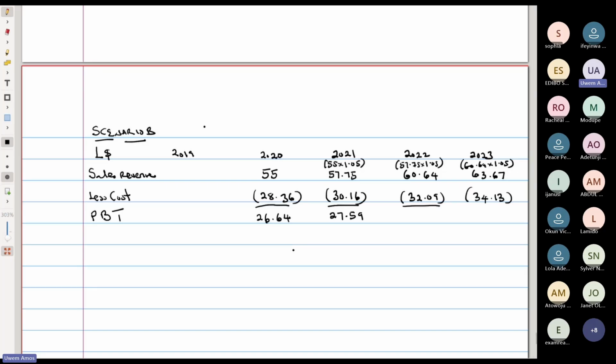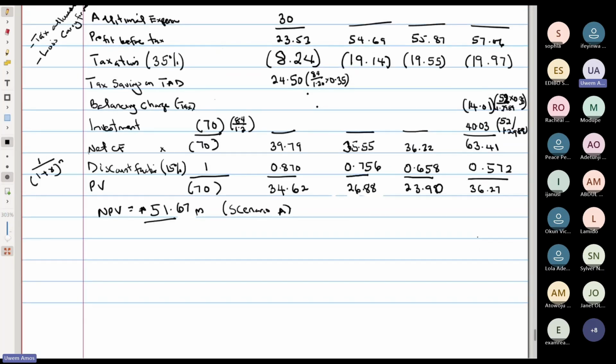60.64 minus 32.09, we have 28.55. 63.67 minus 34.13, we have 29.54. So there's no taxation in Linda. We just have that placeholder to show that there's no tax. The question tells us there's no tax, just like we have in scenario A.